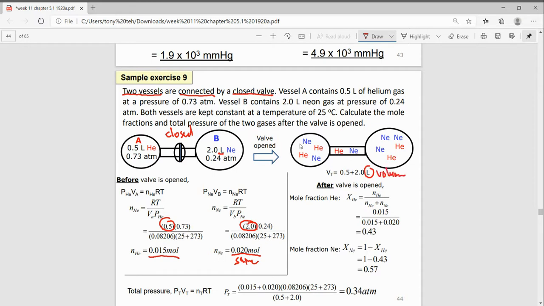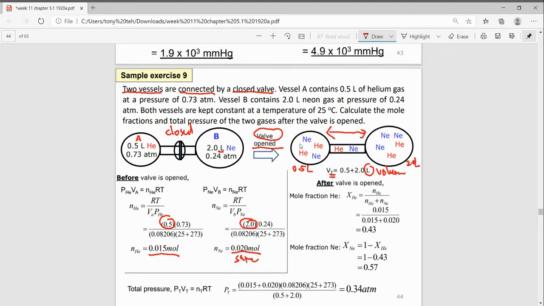Why do I say that the volume changed? Because the gas can travel to and fro between the two vessels when the valve is open. Therefore, we use total volume. It means the gas can travel in the 0.5 liter and the gas also can travel in the 2.0 liter.